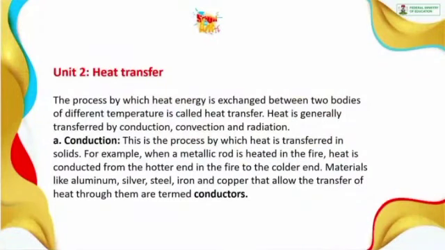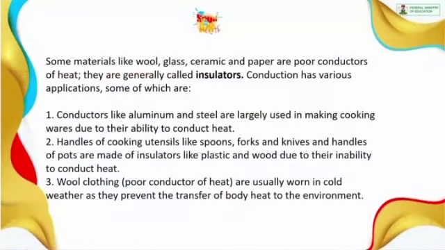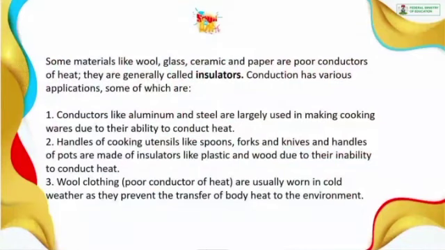So if you place an aluminum spoon, for example, in fire, that heat will be conducted from the hotter end of the spoon to the colder end. Now, materials like wool, glass, ceramics, and paper, they are poor conductors of heat. They don't allow heat to pass through them at all or that easily. And they are known as insulators. They are known as what? Insulators, correct.